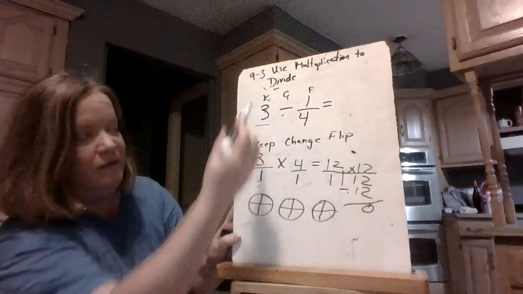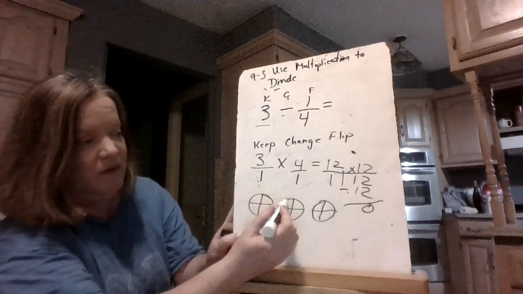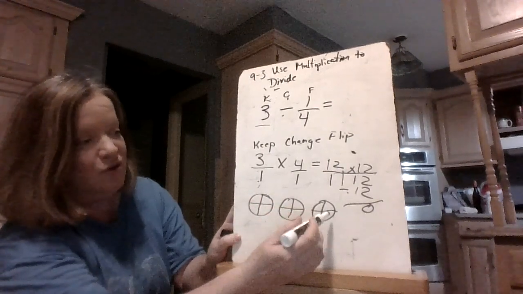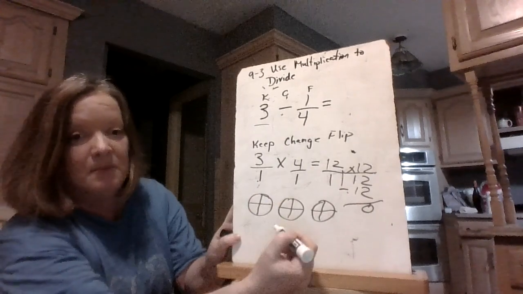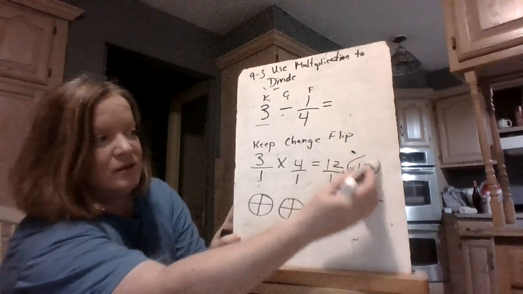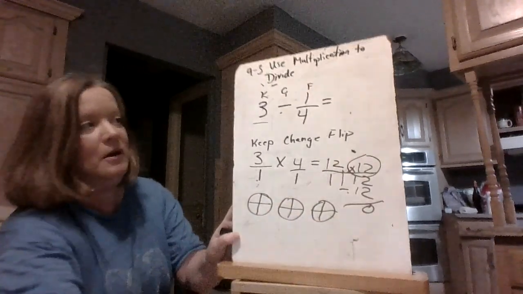What is 1/4 of 3? Well, 1, 2, 3, 4, 5, 6, 7, 8, 9, 10, 11, 12. 12. So my model matches the answer to my algorithm. Let's try another one.